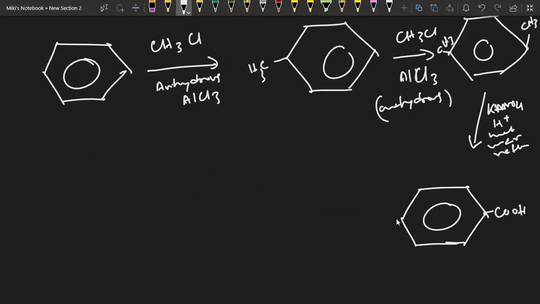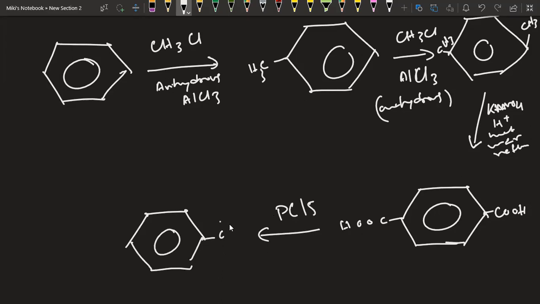Carboxylic acid. Now, since we have a carboxylic acid in this case, the rest of the equation is nothing difficult, which is just PCl5. We know adding PCl5 to our carboxylic acid, we get what? Acyl chloride. So we are left with our acyl chloride.